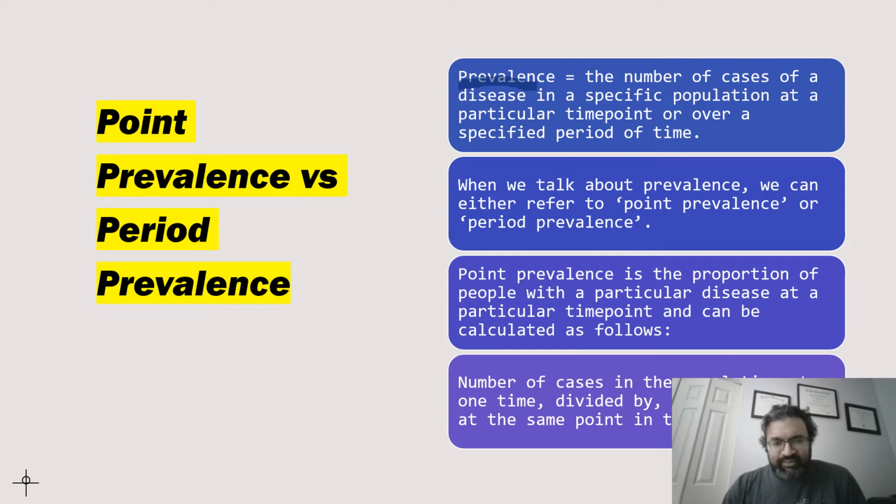Point prevalence is the proportion of people with a particular disease at a particular time point, and can be calculated. I'm going to show you the calculation in a subsequent slide. Also, the number of cases at one time. This is covered by this, but you'll see the difference between point prevalence and period prevalence in subsequent slides.